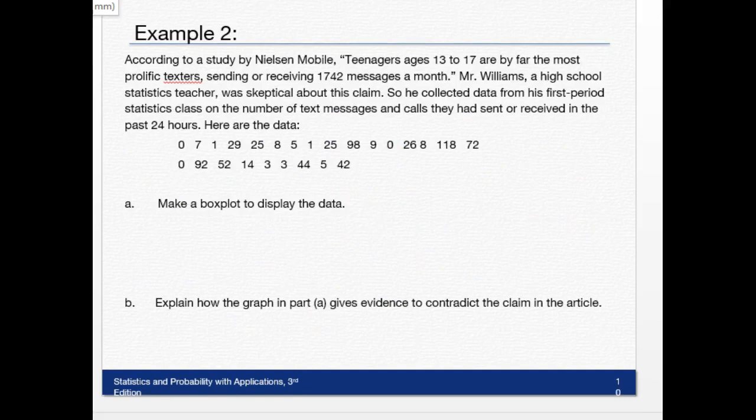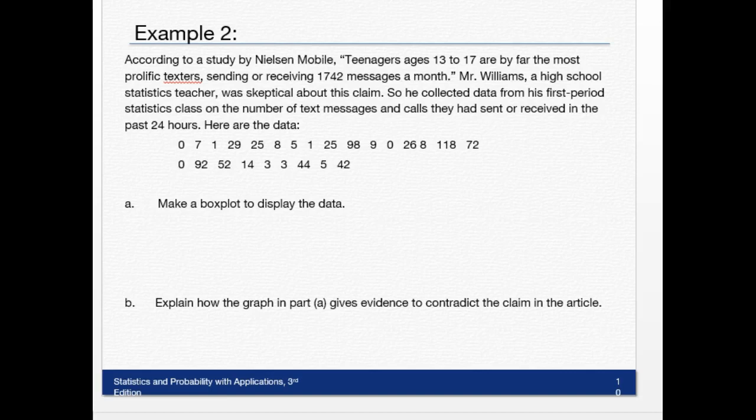All right, example 2. According to a study of the Nielsen Mobile, teenagers ages 13 to 17 are by far the most prolific texters, sending or receiving 1,742 messages a month. Mr. Williams, high school stats teacher, was skeptical about this claim. So he collected data from his first period stats class on the number of text messages and calls they had sent or received in the past 24 hours. Here's the data from the class. Make a box plot to display the data.